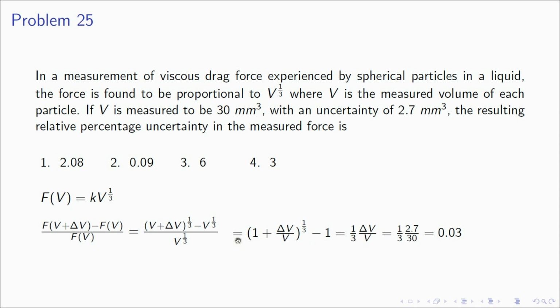Then you expand this with the binomial theorem, and you just retain the first order, because the second order will go as (1 by 100) whole squared, so that will be very small. So it's 1/3 of this, so it's 1/3 of 2.7 by 30, that's 0.03. So this is the relative uncertainty. The percentage uncertainty will be 100 times this, so it will be 3.